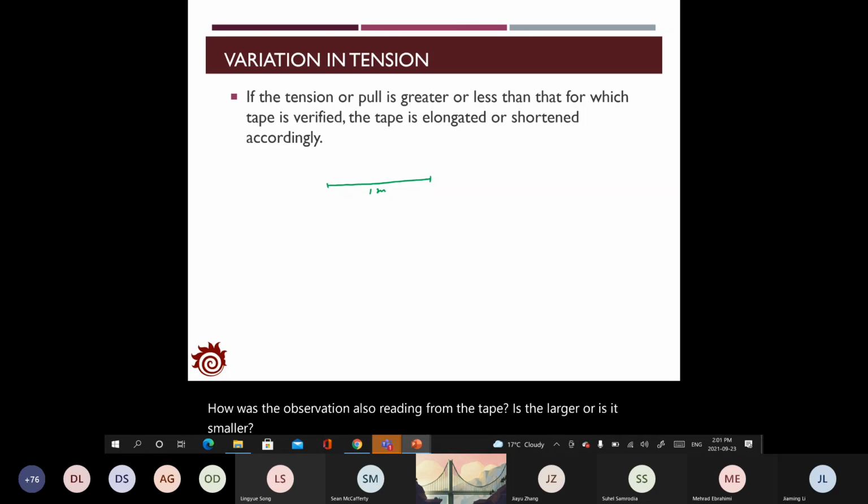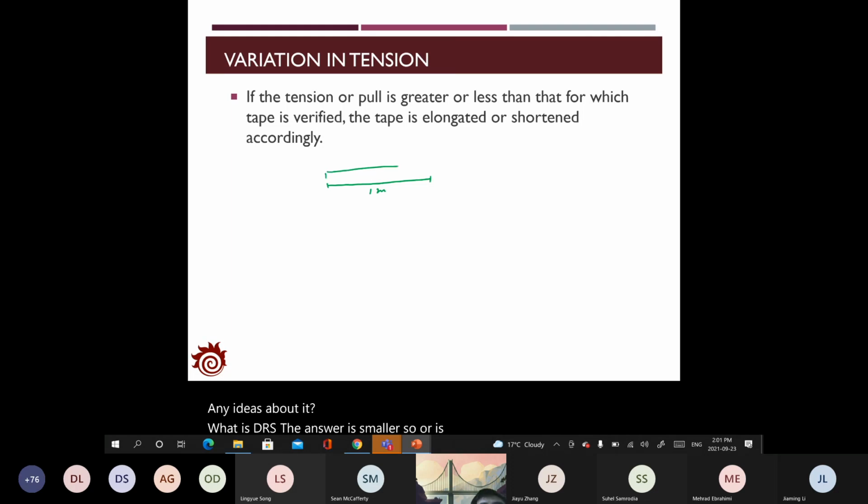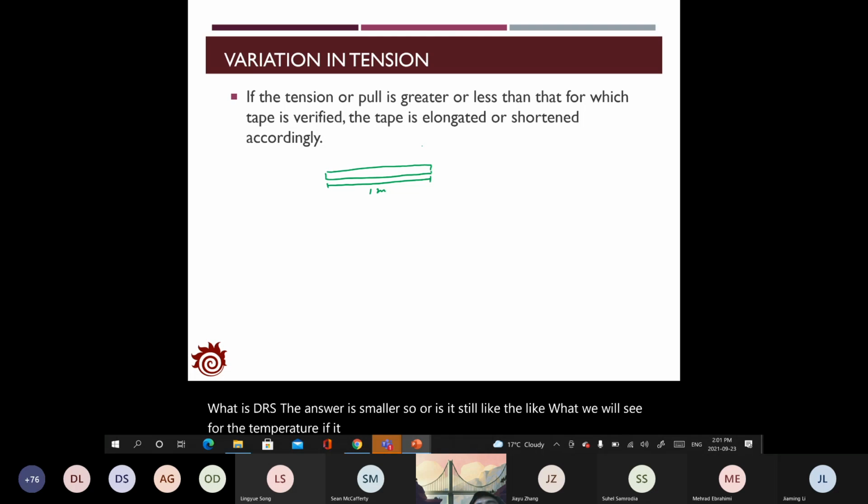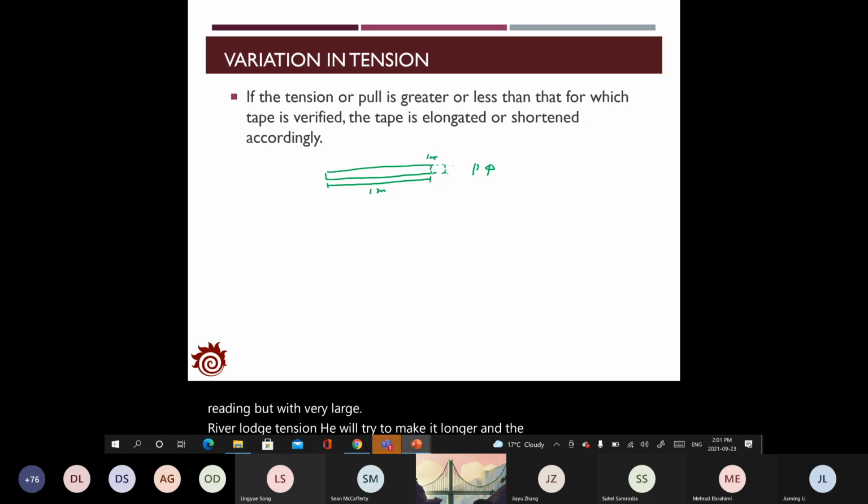Any ideas about it? Well, yes, the answer is smaller. It's still like what we will see for the temperature. If it's under the standard tension, then you have a 1 meter reading. But with a very large tension, you will try to make it longer, and the 1 meter mark will shift to the right point.